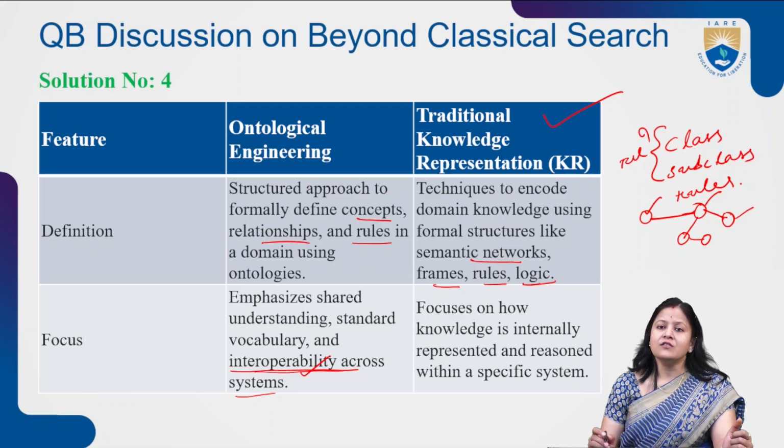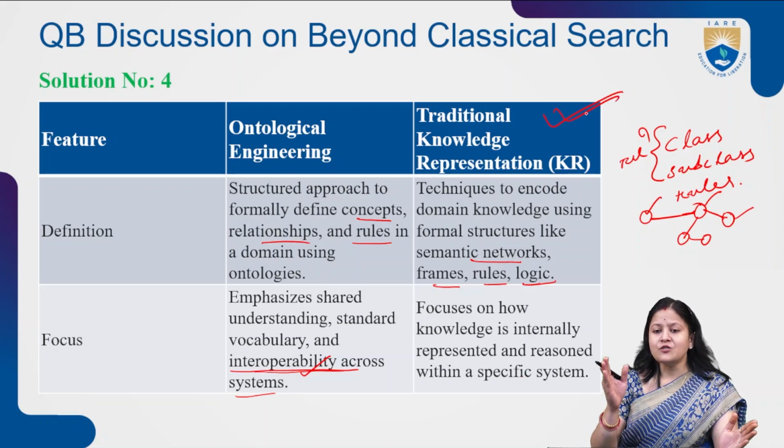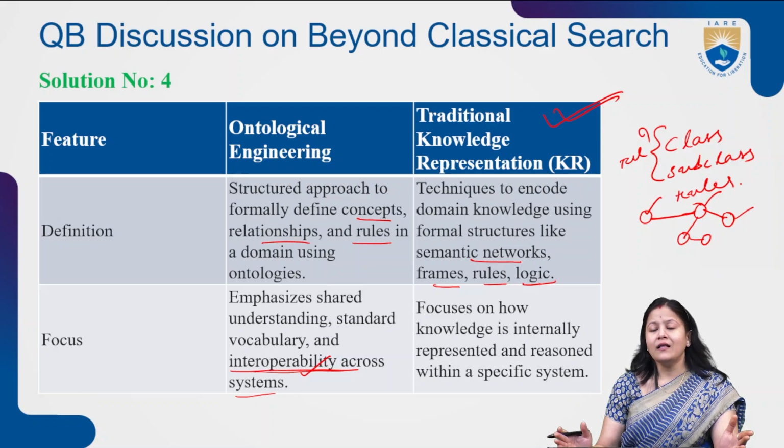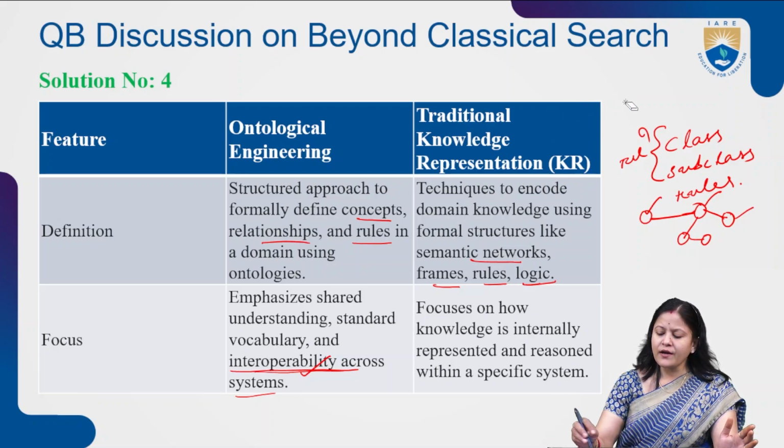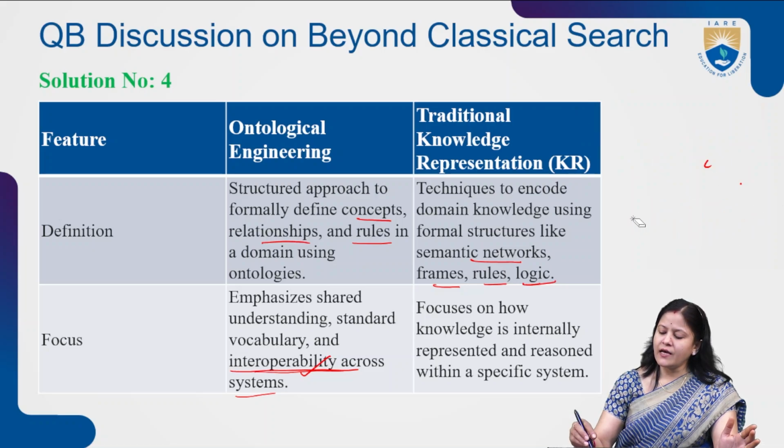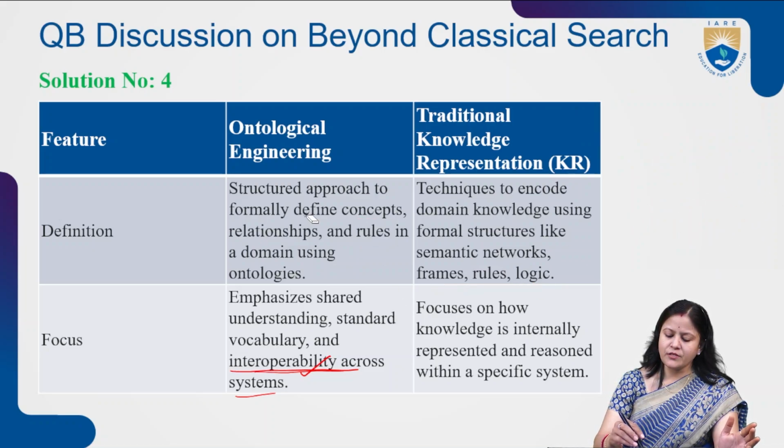Whereas traditional knowledge representation focuses on how the knowledge is internally represented and reasoned within a specific system. The knowledge which we represent using this technology cannot be shared. It is specific to a particular system, maybe the educational system, maybe the healthcare system, maybe the IRCTC system. All the systems are unique and independent. The knowledge about that particular domain is also independent. That is why that type of knowledge is considered traditional knowledge representation.